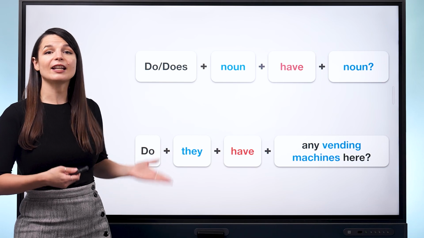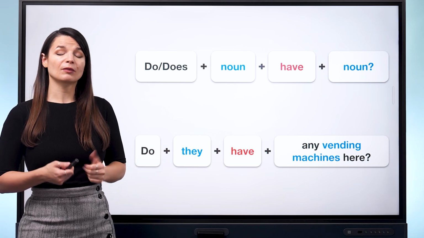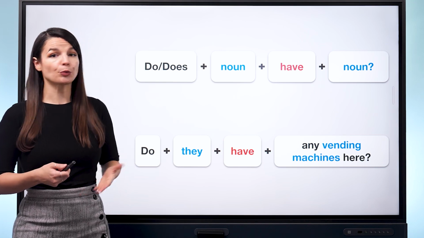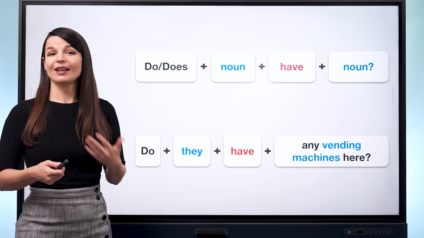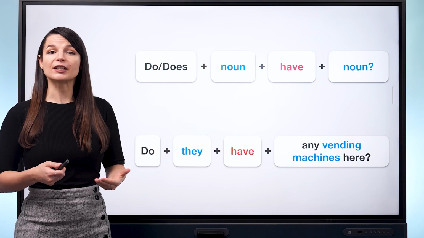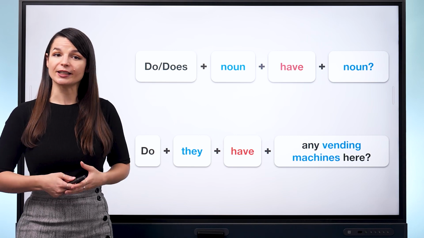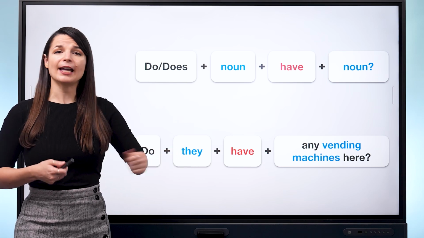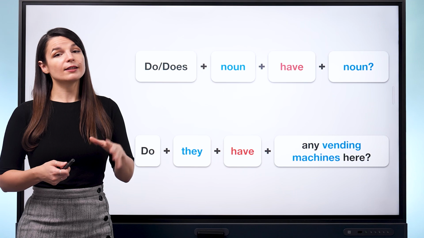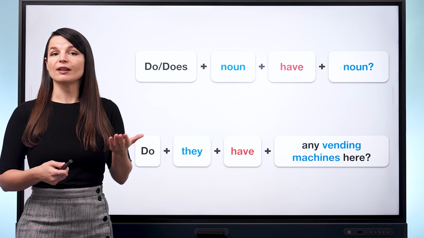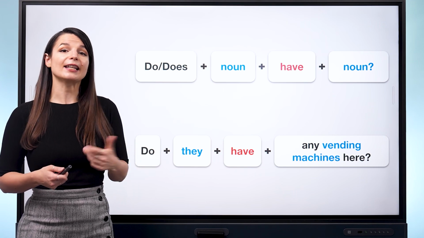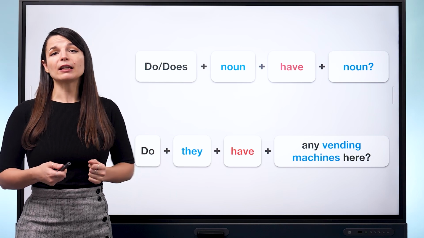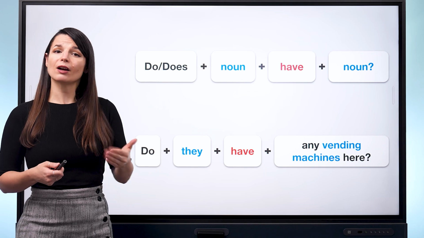Let's see how a line from the dialogue follows this pattern. Do they have any vending machines here? First is do, which is used because the subject is a pronoun. Next is they, the pronoun referring to the movie theater the characters were in. After that is have. And lastly, any vending machines here? The sentence would be complete with just vending machines, which is the second noun. The words any and here help make the question more specific, but aren't needed for the pattern.